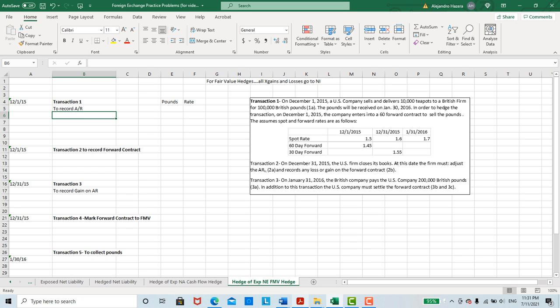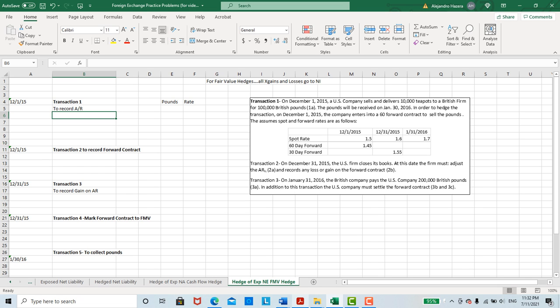December 1st, 2015, U.S. company sells and delivers 10,000 teapots to a British firm for 100,000 British pounds. Call it whatever transaction you want. Pounds will be received on January 30th, 2016. So this is a 2-month contract, not a 3-month. On December 1st, the company enters into a 60-day forward contract to sell the pounds to the exchange broker. There's the following rates. Okay, so we're going to actually record the forward contract here, but it's going to be without an explicit discount or premium, but that's going to be accounted for in how we value the forward contract.